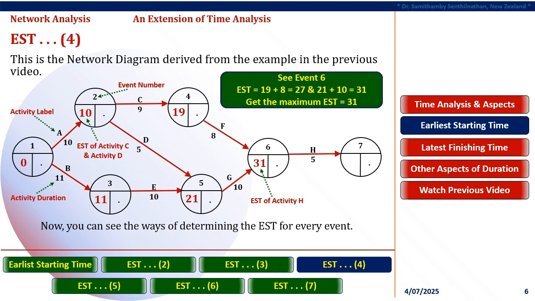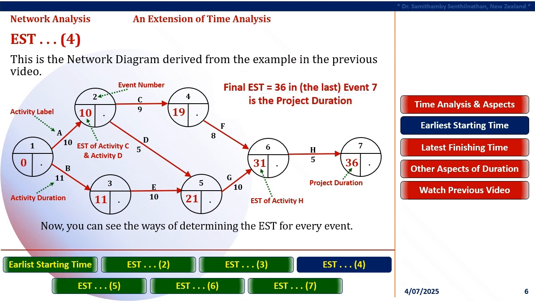Subsequently, adding the activity duration to EST equals 0 results in EST of the activity's head event. This is known as forward passing. Activity A finishes at its head event 2. The duration to complete Activity A is 10 months.